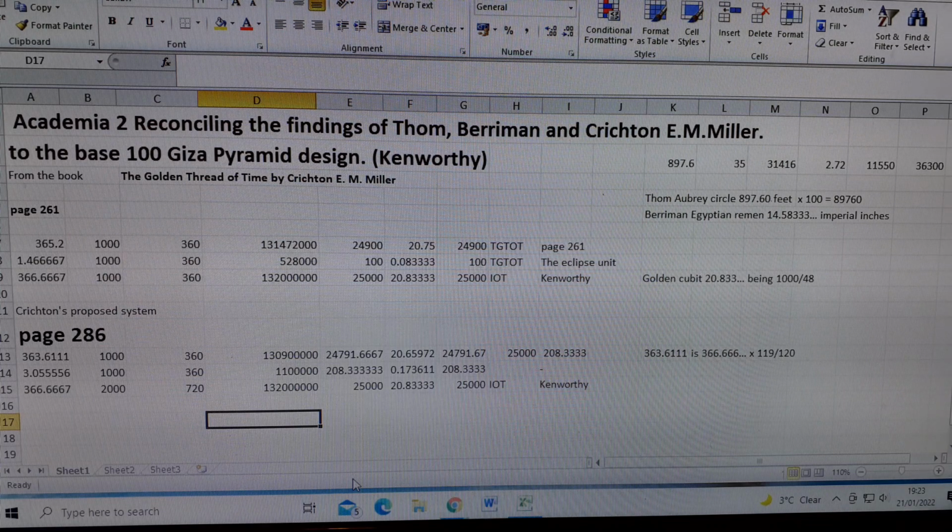Now, my theory is that that's correct, but that's not the full circumference that they were working with. They were working with 25,000 miles as the top of the scale, and that's base 100. That's my theory.